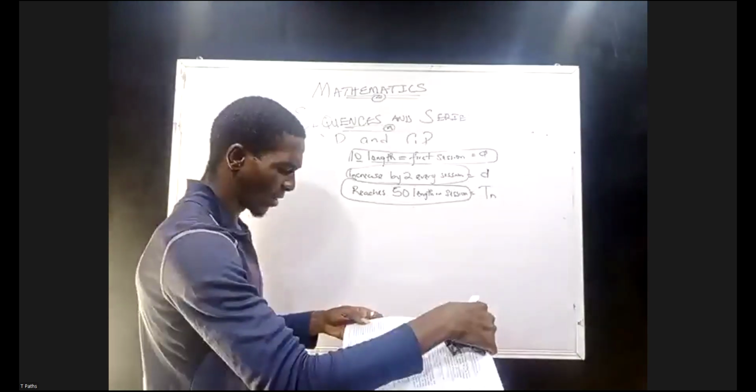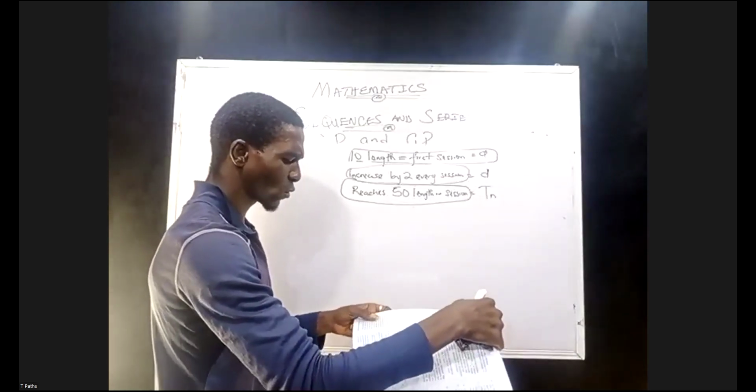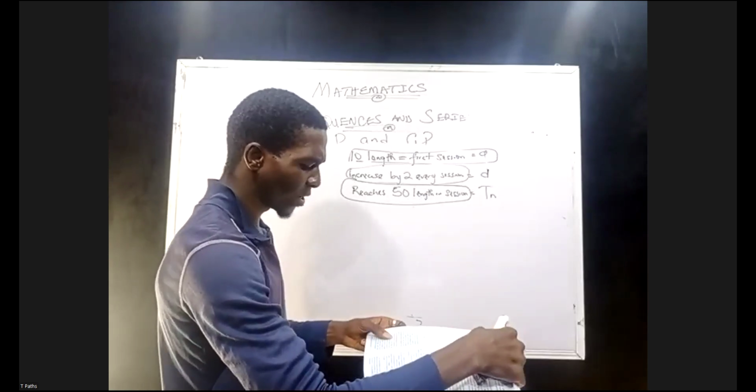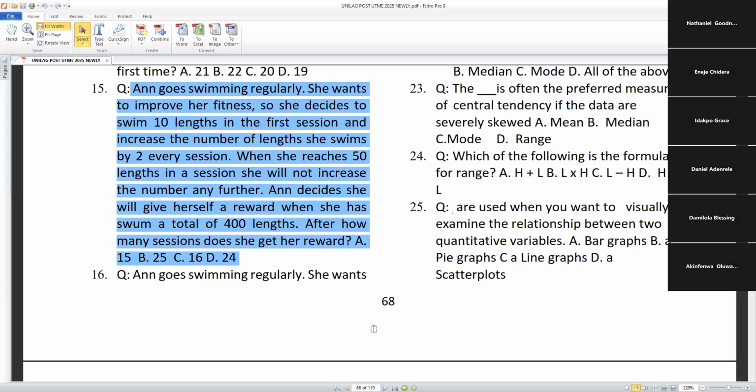Again, the question. Anne goes swimming regularly. She wants to improve her fitness, so she decides to swim 10 lengths in the first session and increase the number of lengths she swims by 2 every session. When she reaches 50 lengths in a session, she would not increase the number any further. Full stop. Your cooperation here says that what? Anne decided that she will give herself a reward when she has swum a total of what? 400 lengths.